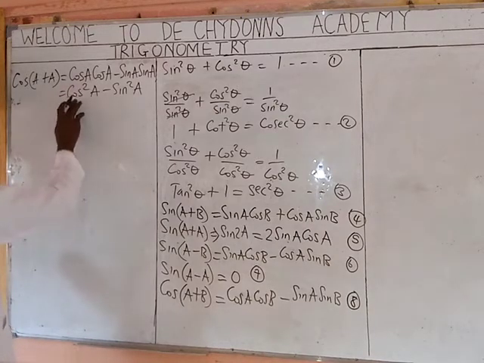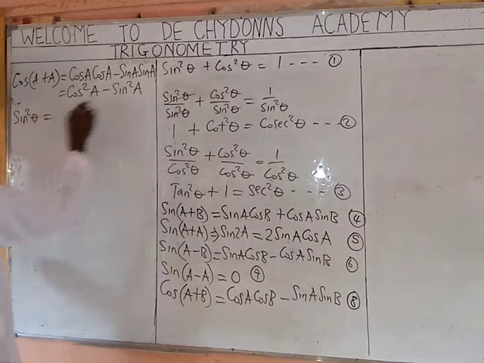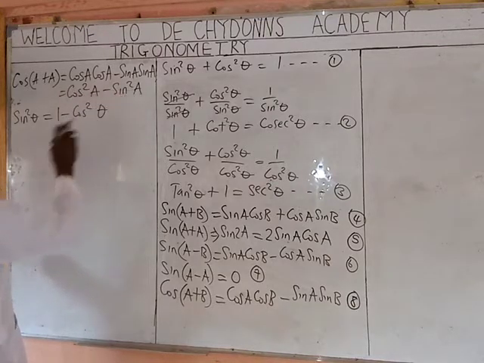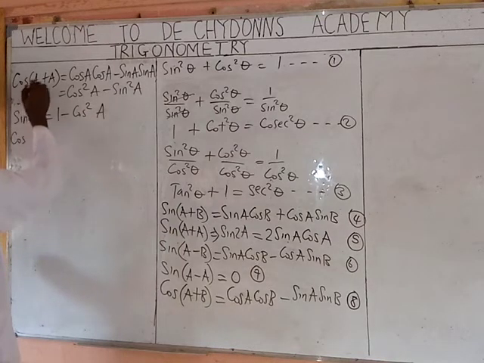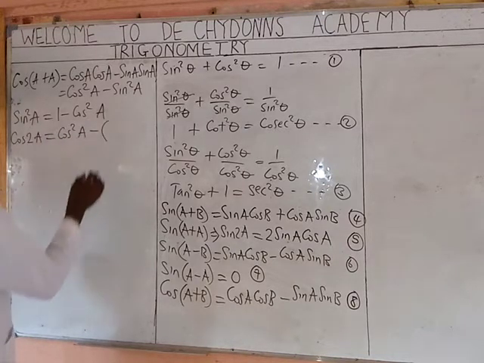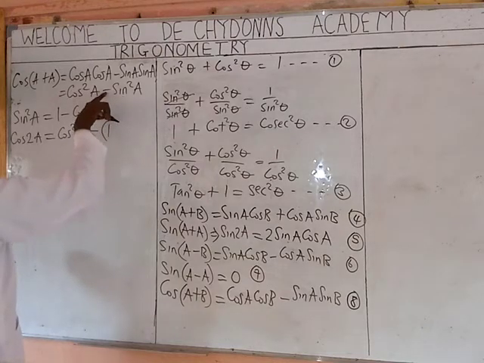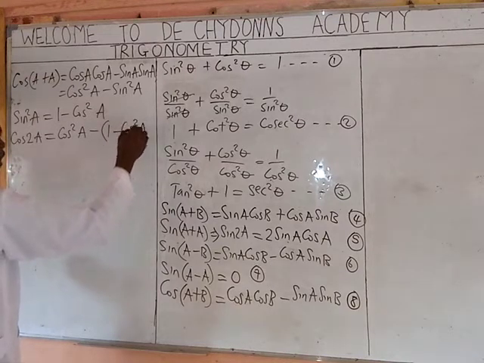Then here, since this formula says that sine squared theta equals 1 minus cos squared theta, and since our theta is A, we say sine squared A equals this. I will replace this with this. That means A plus A, 2A, equals cos squared A minus bracket 1 minus bracket, what is sine squared A? 1 minus cos squared A.